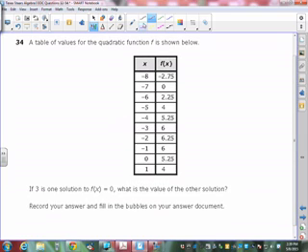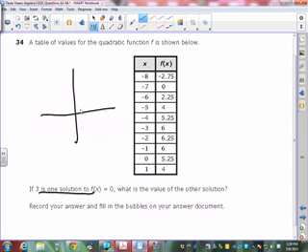In this problem, they tell us we have a quadratic function, and they tell us that one of the solutions is 3. And they give us some other values. It looks like if you graphed all that, it would be concave down, because when x is 0, y is 5.25. So it looks like it's concave down.